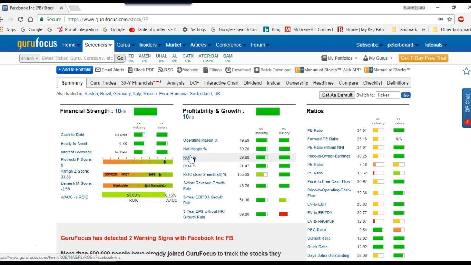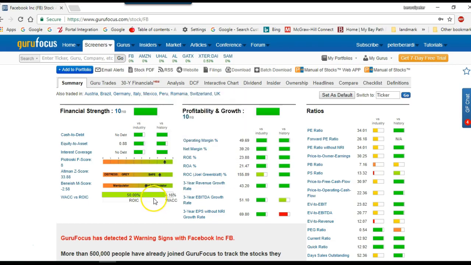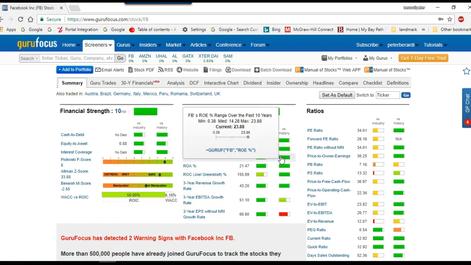So for every dollar investors give Facebook, whether it's retained earnings or equity, Facebook is returning to their investors 23.88 cents on each dollar, or 23.88% return on equity. Compared to the industry, it's doing better than 85% of the 349 companies in the global internet industry. Historically, it's at its max, so its low is 0.38, median is 14.28.